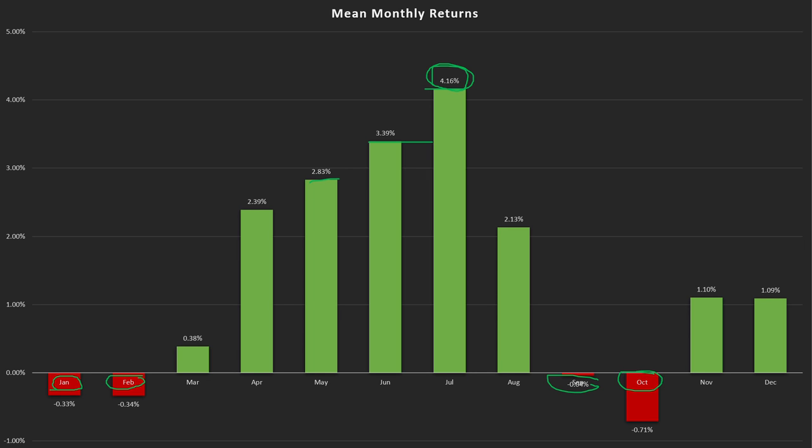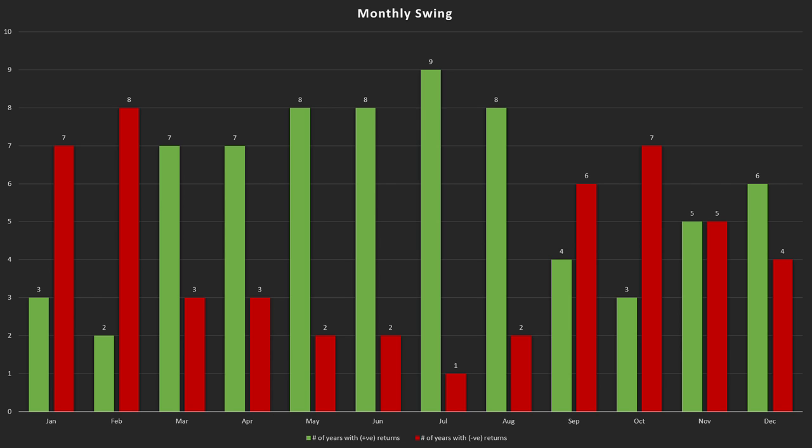So what is the takeaway from this graph? The takeaway is that January, February, September, and October are the weakest months for this sector, which means that this sector has underperformed or underdelivered historically in these 4 months. Let's see the final graph, which is the monthly swing graph.